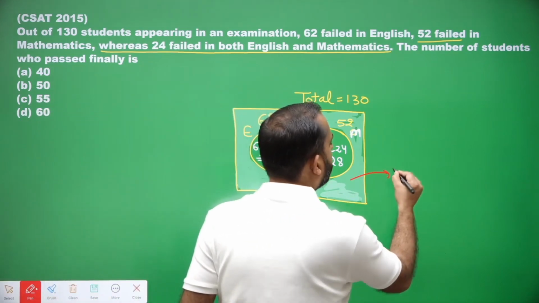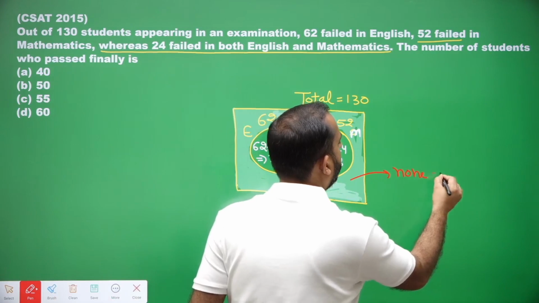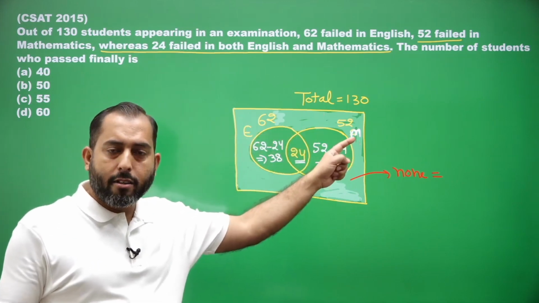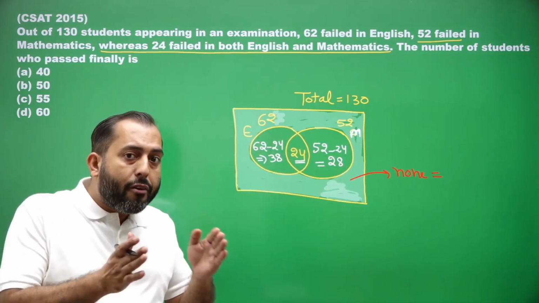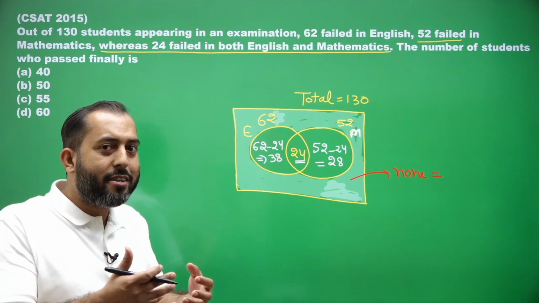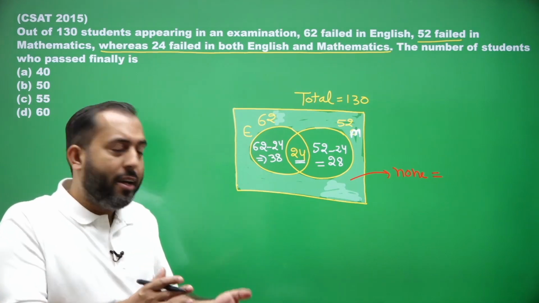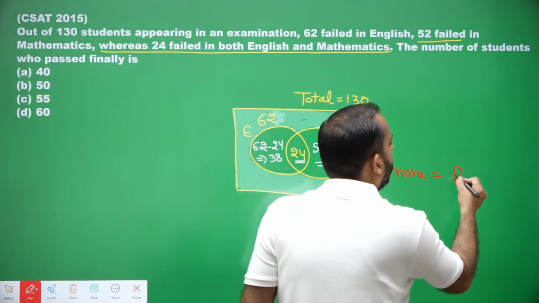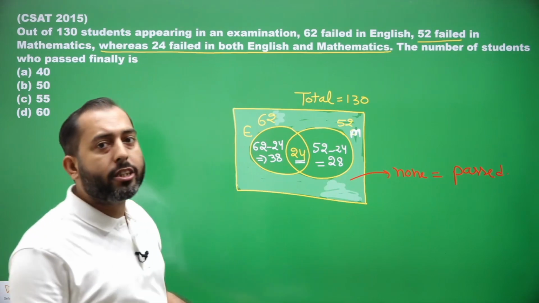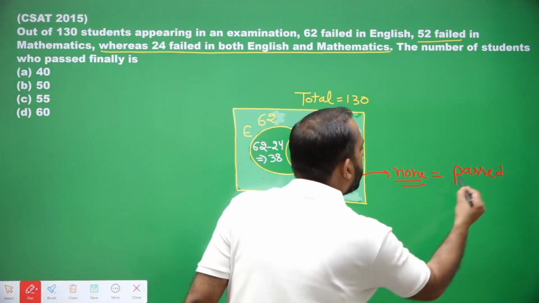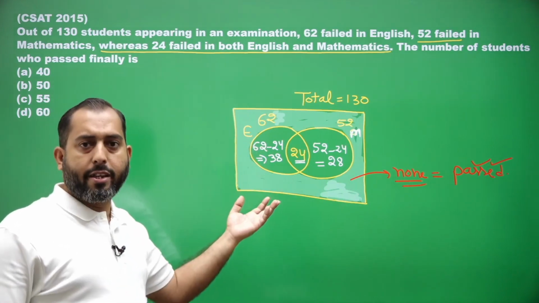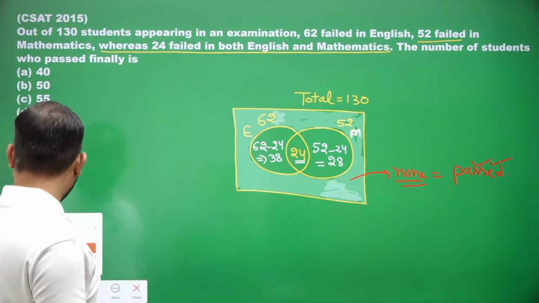This none region represents students who failed neither in English nor in maths. So if a student has not failed in English as well as not failed in math, it means he has cleared both exams, meaning he has passed both exams. So in this particular question, the none region will represent the count of those students who passed both the exams. Okay, now let's solve this.